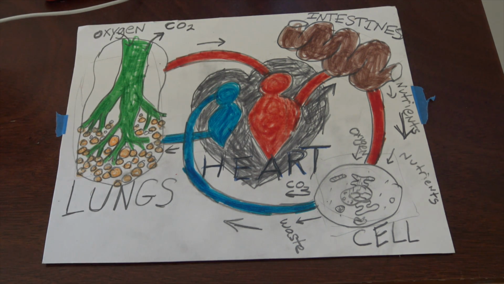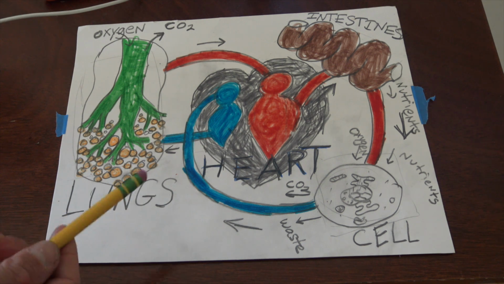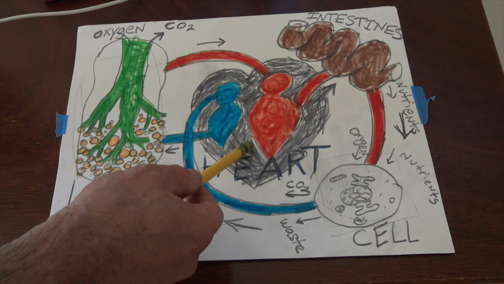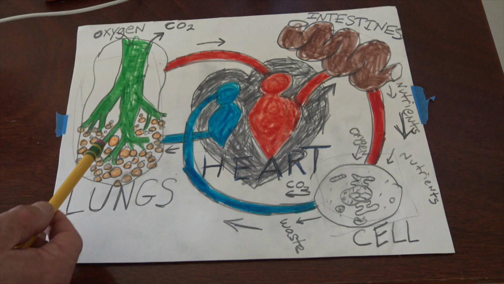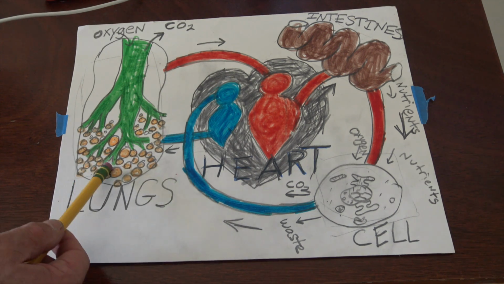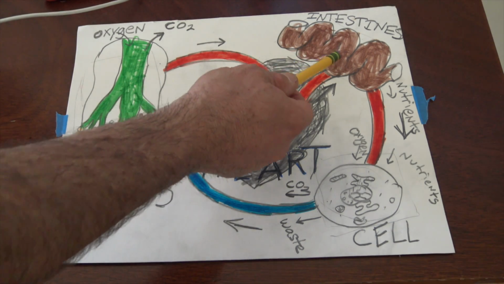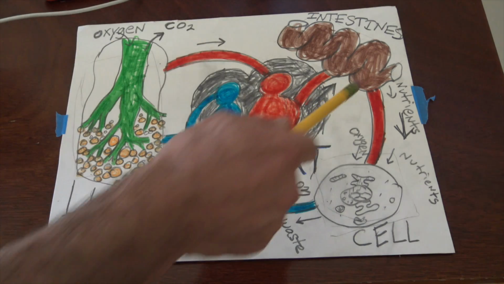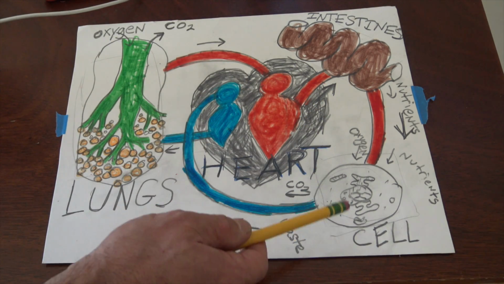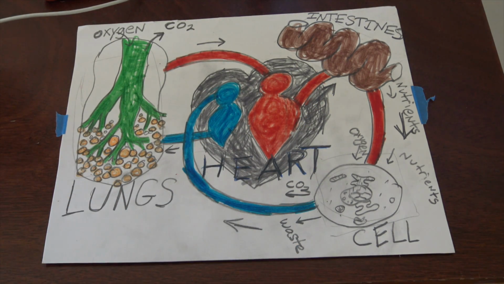So this is basically it, the overview illustration for how the circulatory system, respiratory system, and digestive systems work together to serve every single cell in the body.